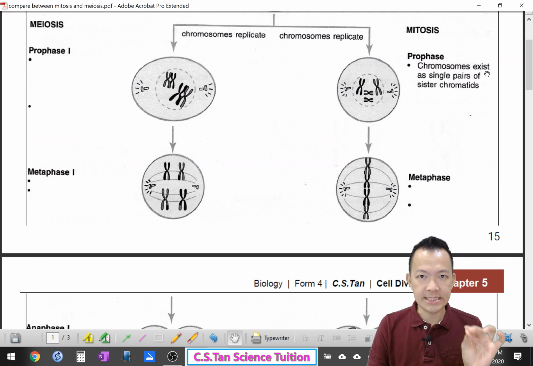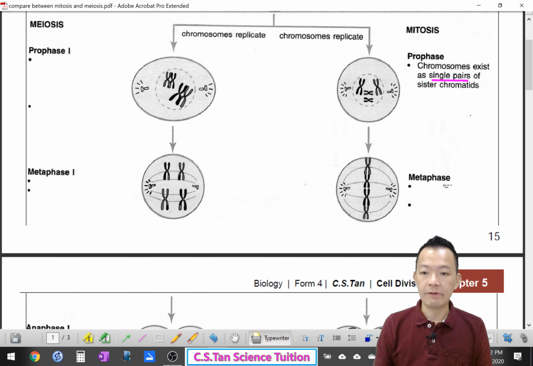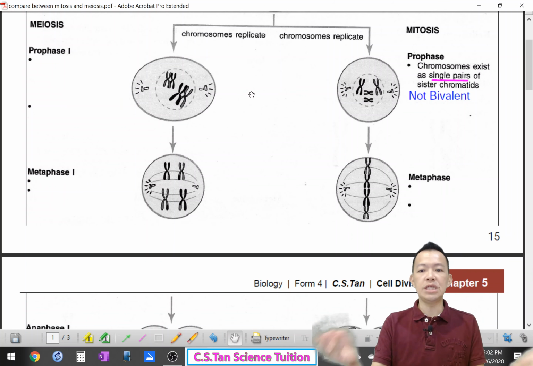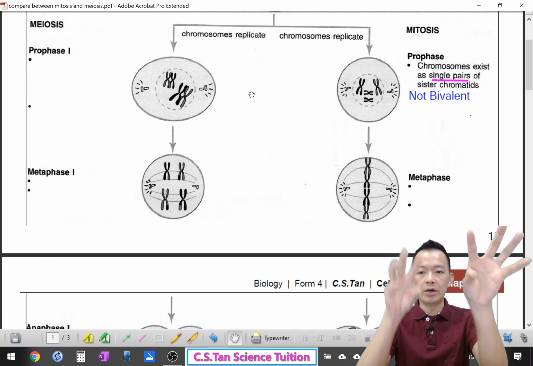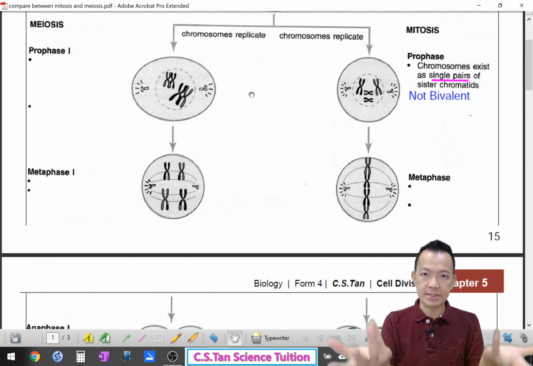Okay, chromosomes exist as a single pair of sister chromatids. So under mitosis, at prophase, if you look at the chromosomes, they exist as a single pair of sister chromatids. But what is meant by a single pair of sister chromatids? It means they are not bivalent. They do not stand together in pairs or synapse together. So the chromosomes just walk around, with no pairing up, no bivalence, no synapsis.